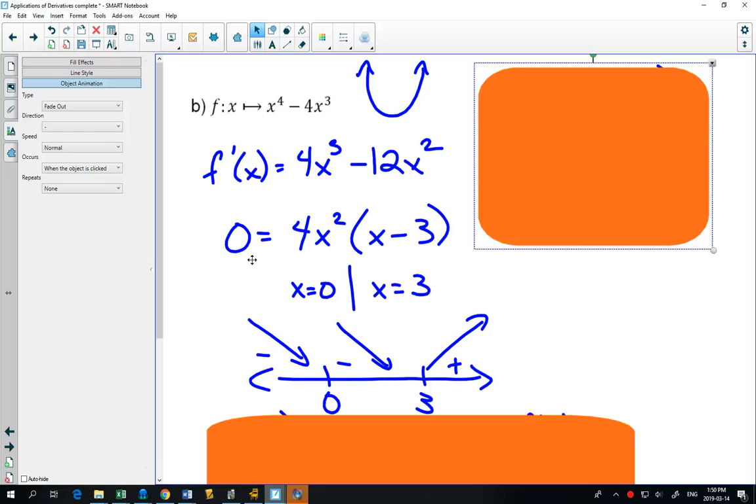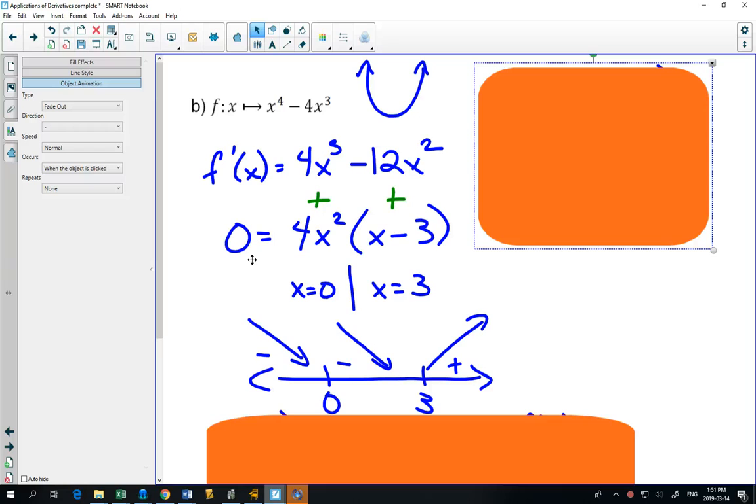Now when you plug in something less than 0, first of all, notice that x squared is always going to be positive, no matter what you plug in. But when you plug in something less than 0, like -1, this is negative, making this first section negative. When you plug in something between 0 and 3, like a 2, that second section is still negative. It's not until you plug something after 3, like 4, that section becomes positive.